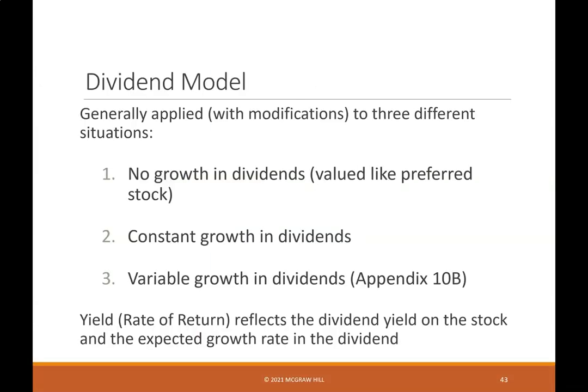Dividend model, generally applied with modifications to 3 different situations. 1, no growth in dividends. It's valued like a preferred stock. 2, constant growth in dividends. And 3, variable growth in dividends, Appendix 10B. So we won't be worrying about variable growth. Yield, rate of return, reflects the dividend yield on the stock and the expected growth rate in the dividend.